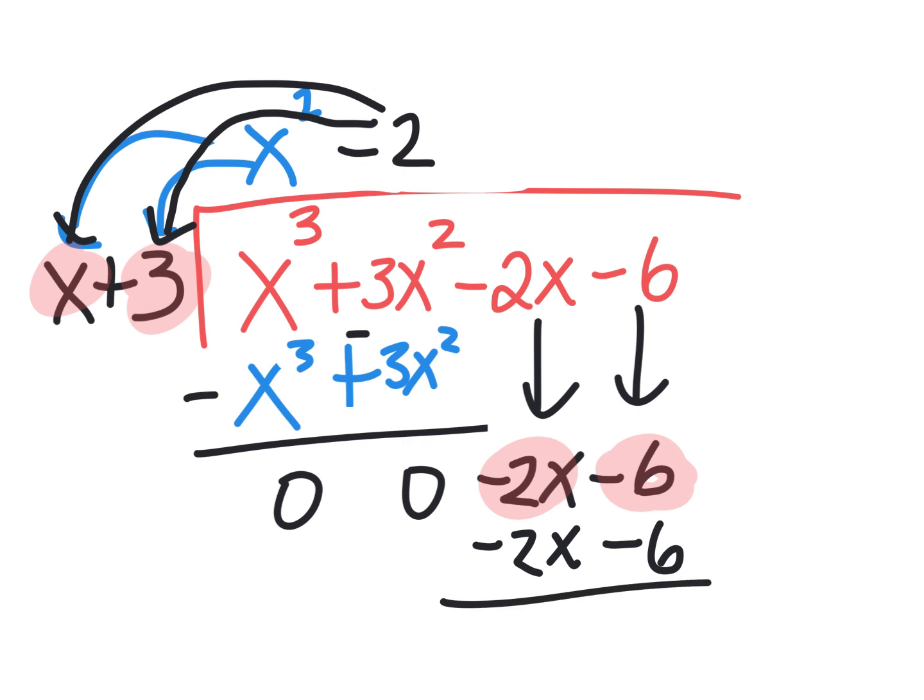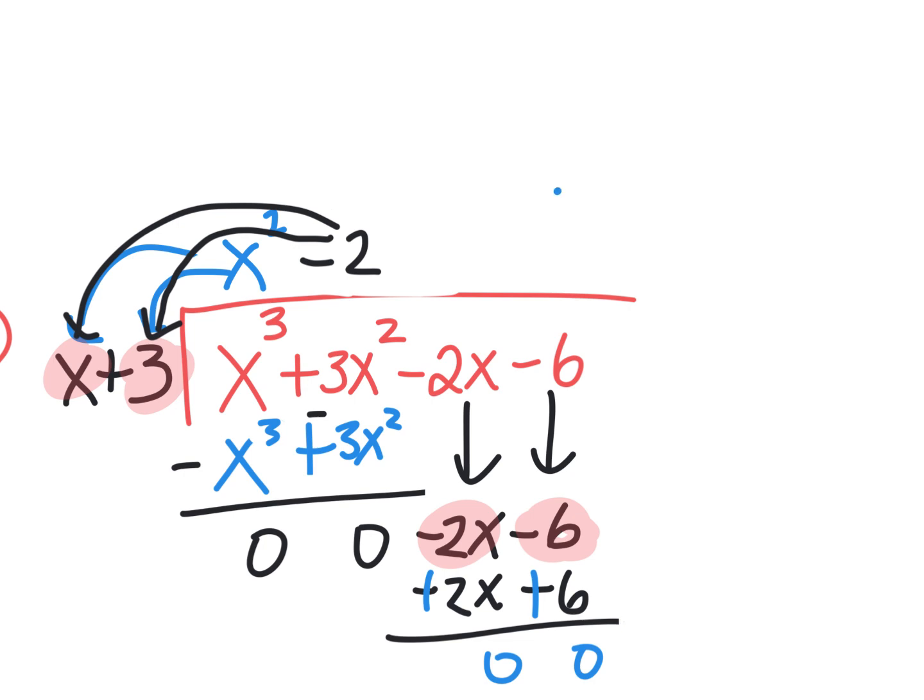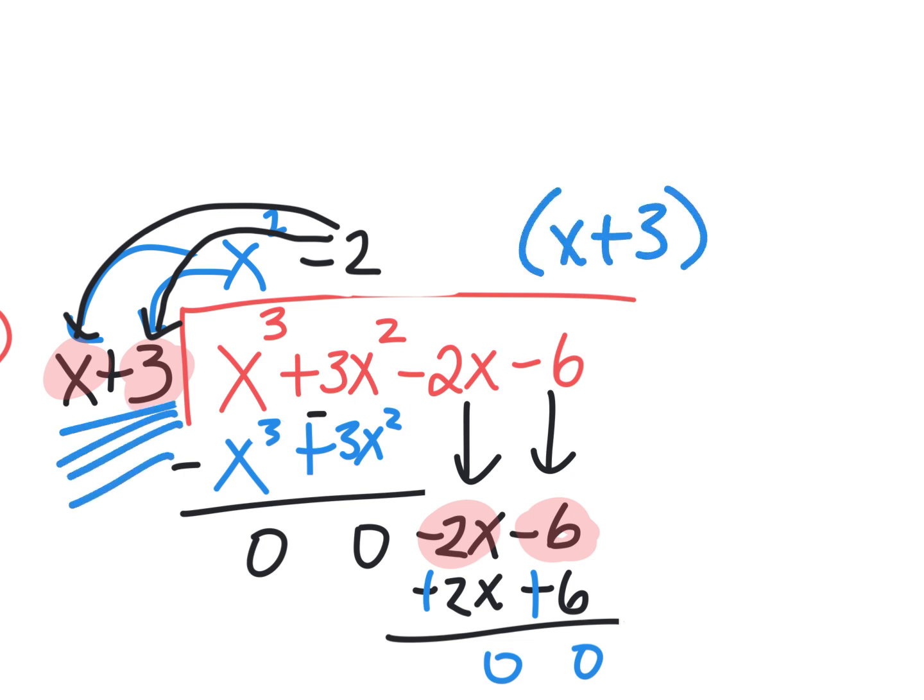Oh my gosh, it's working again. It's working perfect. Opposite. I add them all up. I get 0 and 0. I got a 0 remainder. Cool. Then it's factored into x plus 3, that's the one on the outside here, and this one, x squared minus 2.